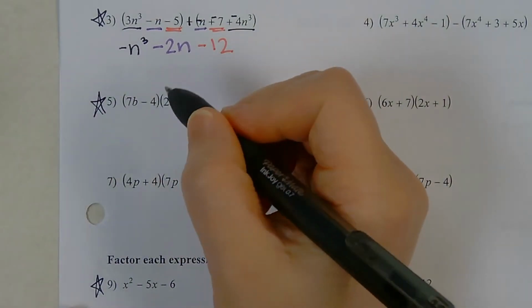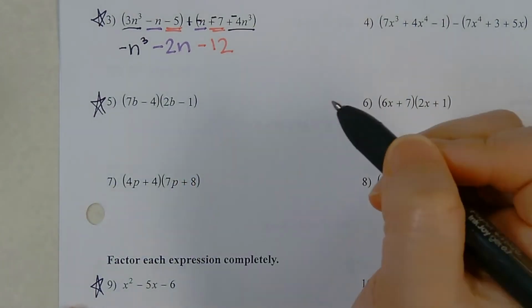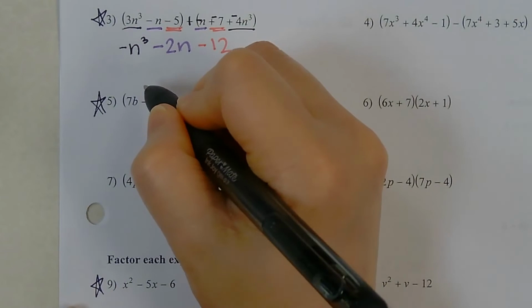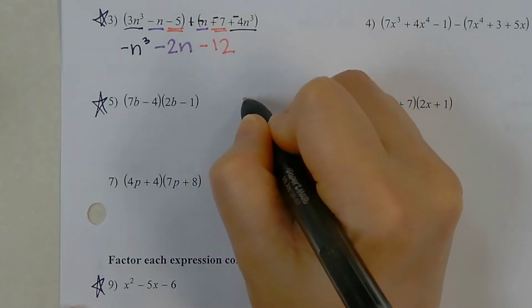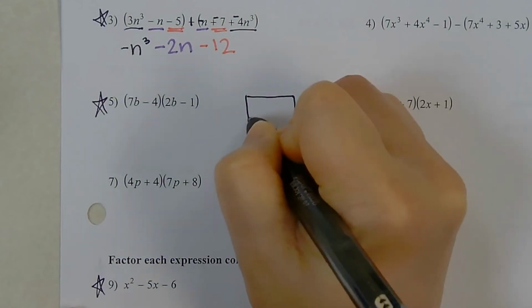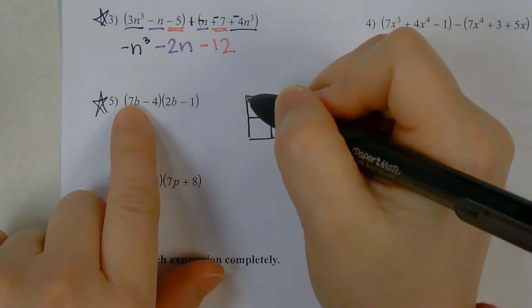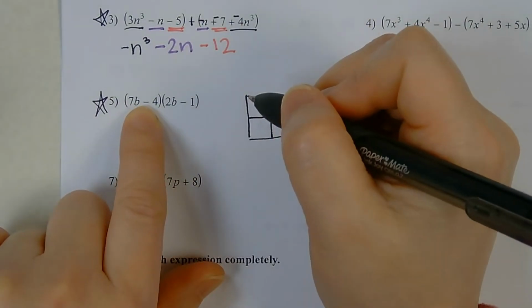All right, so some people like to use the box method, other people like to distribute. I'll show you both ways and you can decide which way you want to use. Either way, you're going to get the same thing. So here's the box method first. Some people call it the area method, area model. Either way is fine. So this is the length of one side.